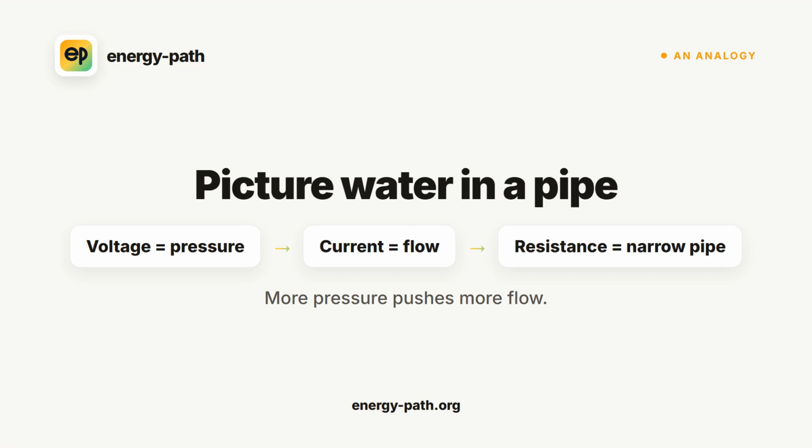Think of the water analogy. Voltage is the pressure, current is the flow, and resistance is how narrow the pipe is. More pressure pushes more flow, a narrower pipe allows less.